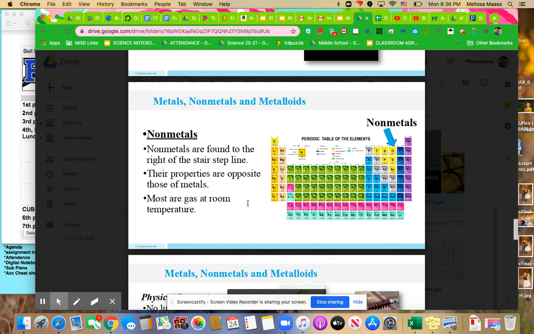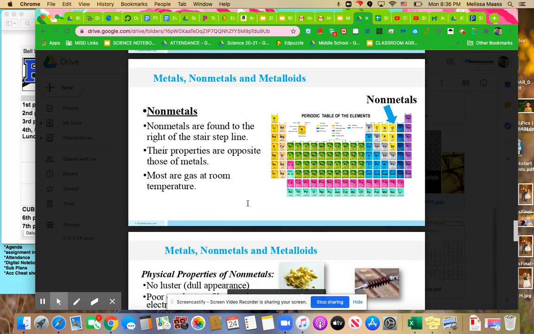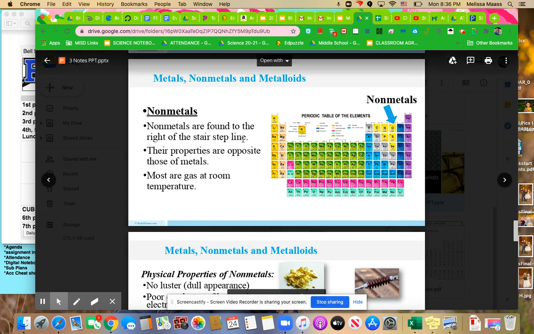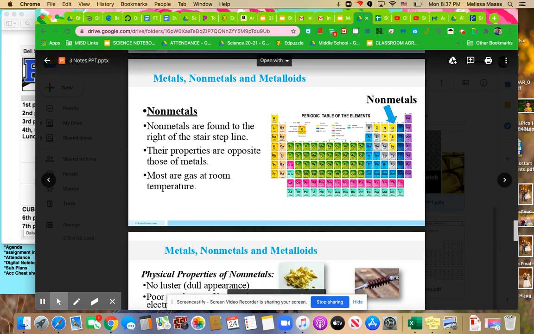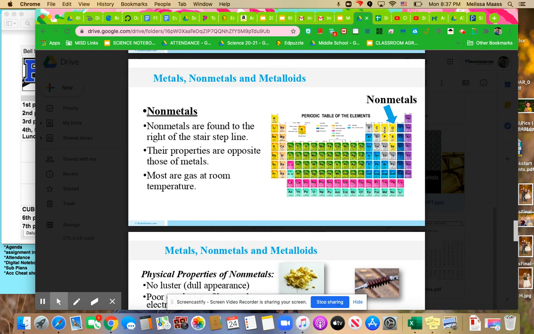So moving forward into the nonmetals, make sure you pause and fill in those sections of the notes. Nonmetals are found to the right of this little stair step area, all these ones over here on the side. So these are going to be your nonmetals, alrighty?